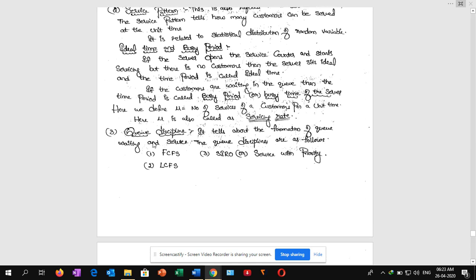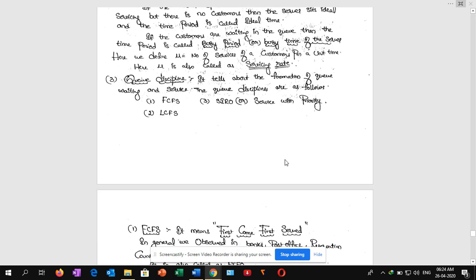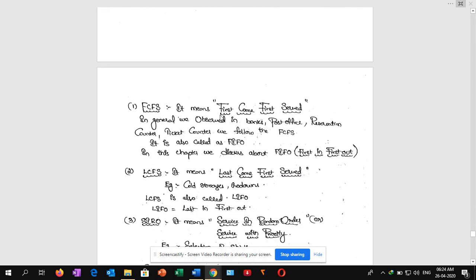Then queue discipline. Queue discipline tells about the formation of a queue. The formation of a queue is in four ways. One is FCFS. Number two is LCFS. Number three is SIRO or service with priority. Number one, FCFS means first come first serve. Those who come first will get served first. In general, we observe this in banks, post offices, or reservation counters. There we follow FCFS. In this chapter, we are going to discuss FIFO, first in first out.